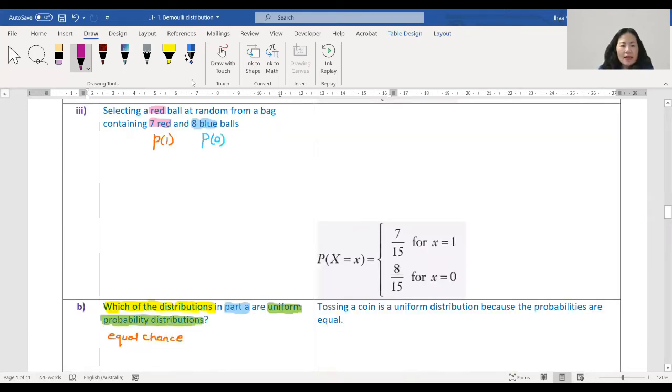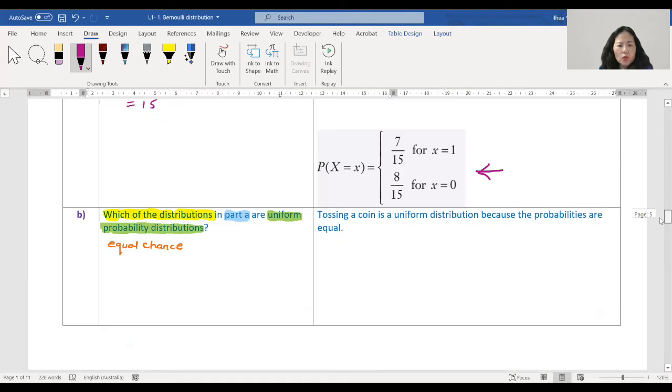Next one. Selecting a red is our success and blue is not success. So what is the total? Sample space is 15. 7 out of 15 is a success. 8 out of 15 is a failure. Probability distribution, this is the one.